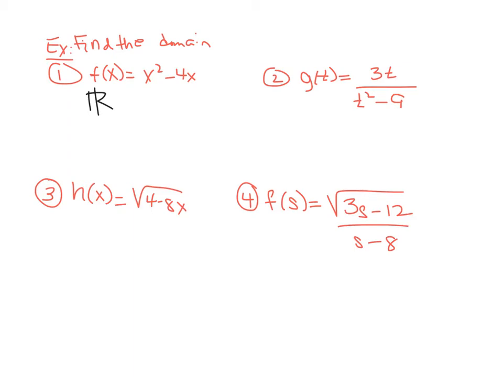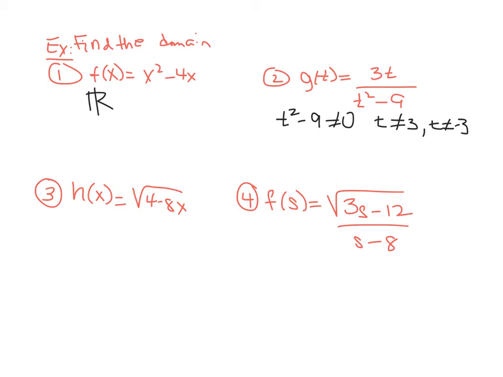It's the shortest. For number 2, we have a denominator, so what we're going to do is say that that denominator is not equal to 0. If you solve that out, you get that t is not equal to 3, and t is not equal to negative 3.